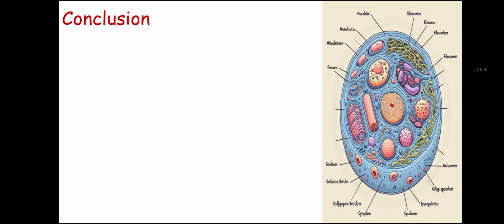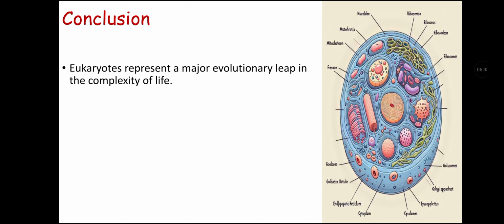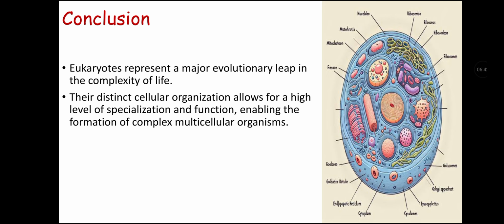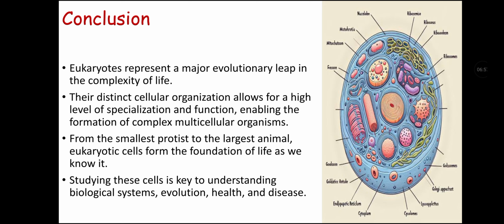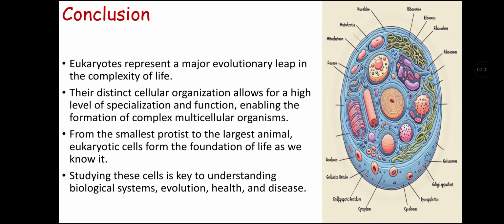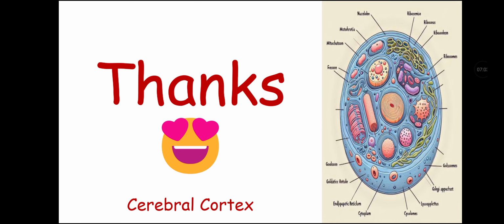Conclusion of this lecture video. Eukaryotes represent a major evolutionary leap in the complexity of life. Their distinct cellular organization allows for a high level of specialization and function, enabling the formation of complex multicellular organisms. From the smaller protists to the larger animals, eukaryotic cells form the foundation of life as we know it. Studying these cells is key to understanding biological systems, evolution, health, and disease. And this was all about eukaryotic cells.